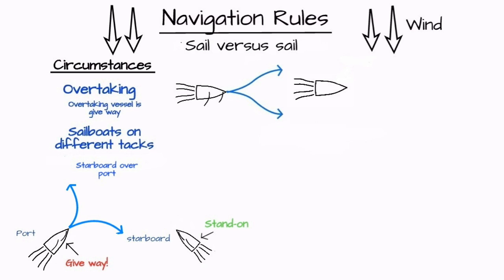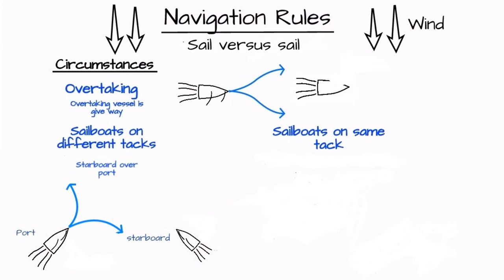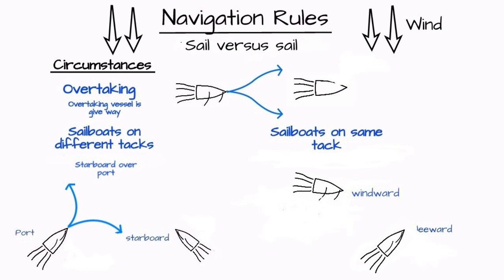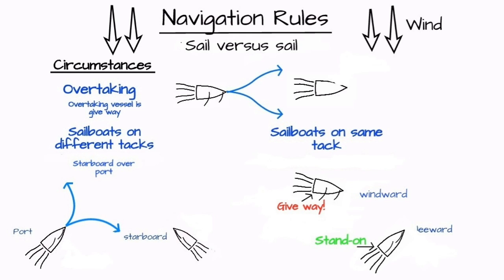The third circumstance to consider is when two sailboats are on the same tack. In this example, we have two boats that are both on port tack. If two boats are on the same tack, then the boat to leeward, or further from the wind, is the stand-on vessel, the boat to windward is the give-way vessel, and this rule is usually remembered as leeward over windward.